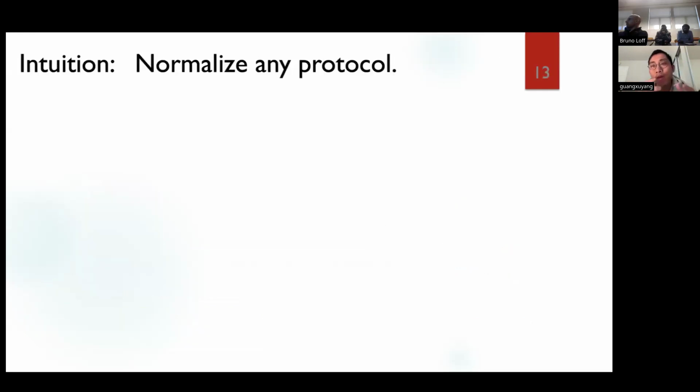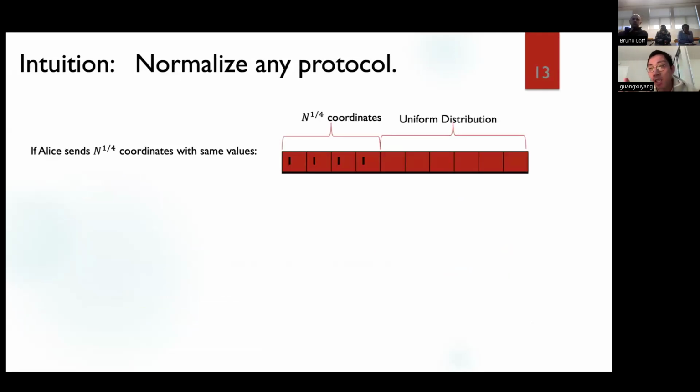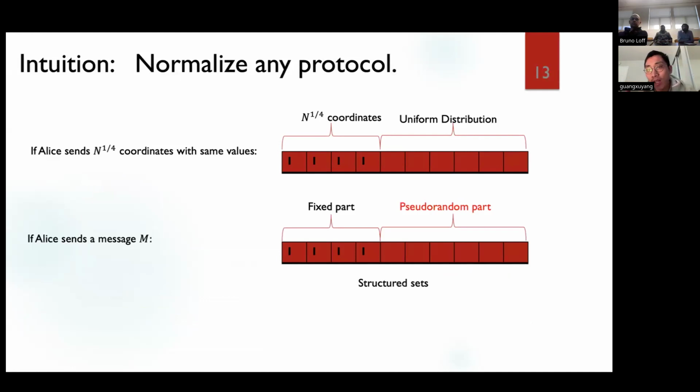So there is some intuition that we should normalize any protocol to this kind of protocol. That is, if I need to send this kind of correlate with the same value, this is Bob's view of Alice. So if Alice sends any message, we hope that Alice's view still has this similar structure. That is, there is some part that is fixed, and the other part is a pseudo-random part. Bob cannot guess the condition in this part, so Bob can only get the condition in the fixed part.